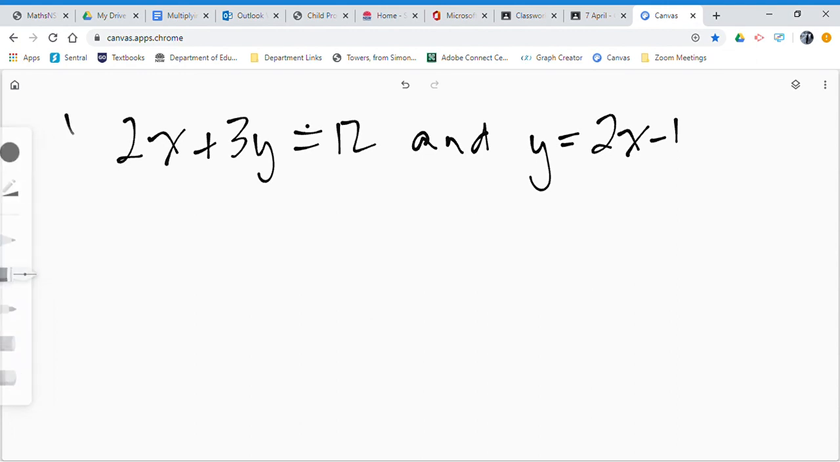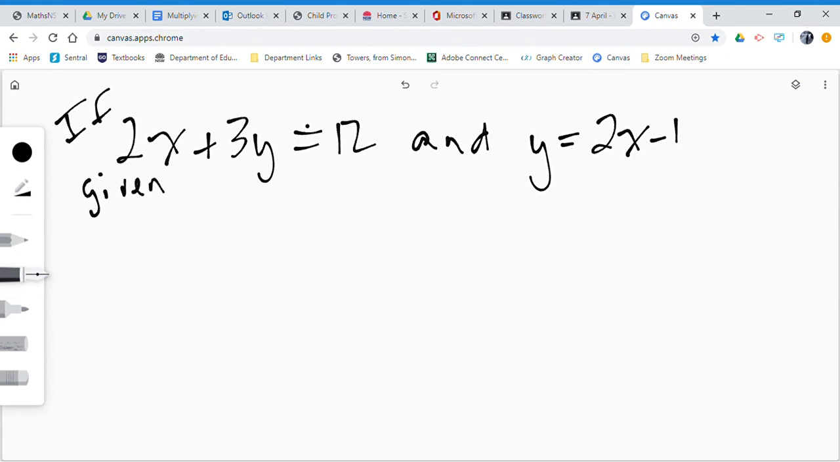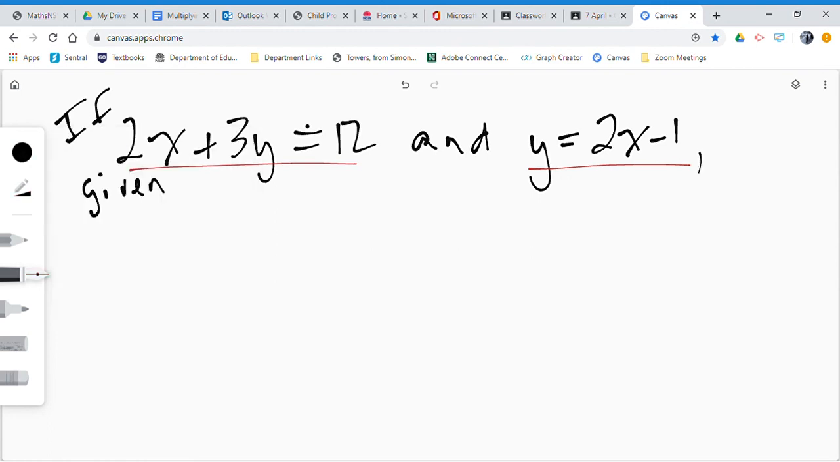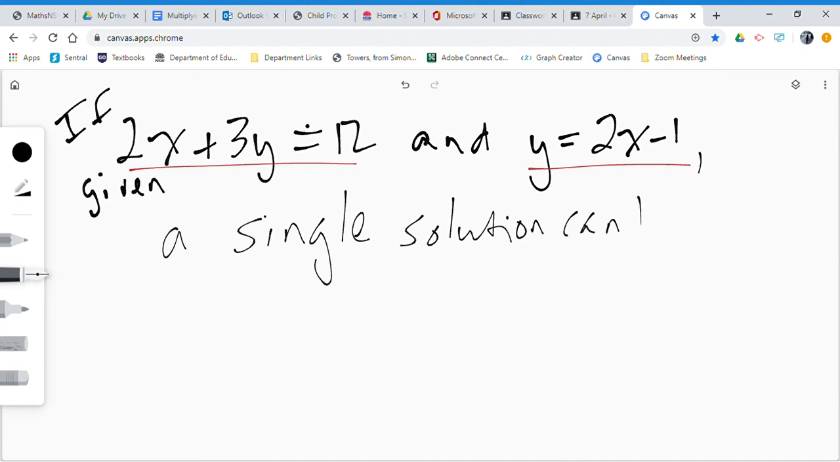So if you're given both of these equations, a single solution can be found. Over the next week and a half, I'm going to show you 3 different methods to find that single solution. Today we're going to do graphing, and then in the coming days we'll do substitution and then elimination.